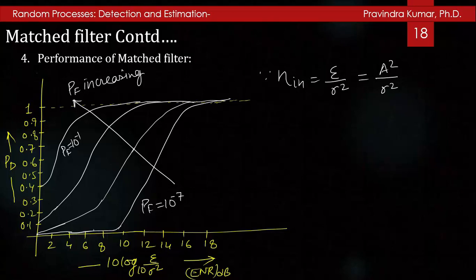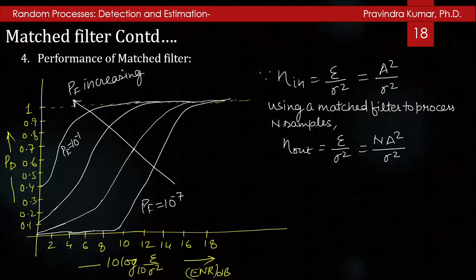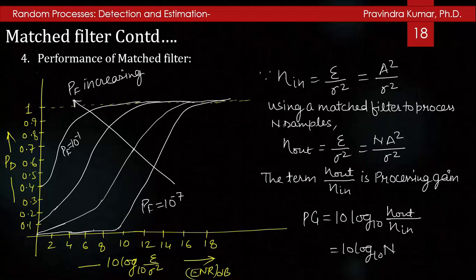Using a matched filter to process N samples, the performance improves. The SNR will be epsilon by sigma square, and here the signal energy will be N A square by sigma square. The improvement in SNR, meaning SNR at the output divided by SNR at the input, is the processing gain, and this processing gain is equal to 10 log 10 of SNR at the output divided by SNR at the input, which will be 10 log 10 N.